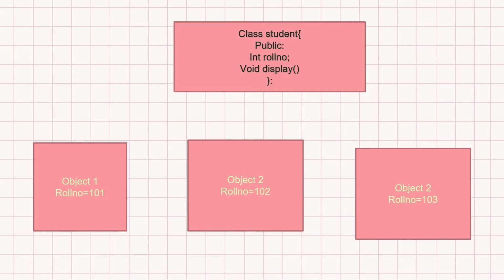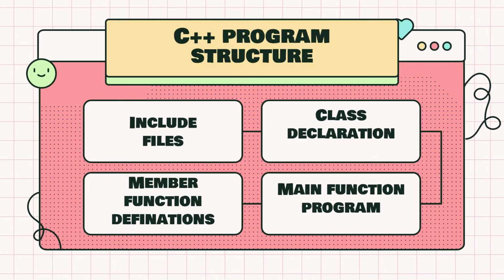Similarly, if I want roll number 102, I have to declare object 2 and then call the void display function, which gives me roll number 102, the data which is stored in object 2. Similarly, I have another object in which we have roll number 103. This roll number we access by using the void display function. So I will move to the next video.